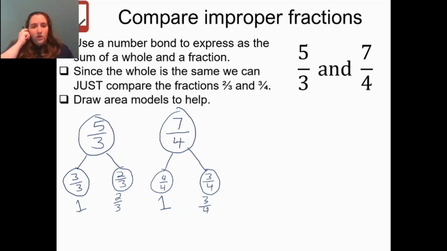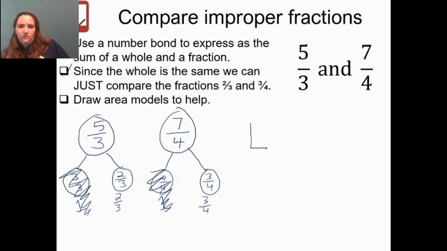Okay, so when we go to compare these, we know that 1 whole is equal to 1 whole. So we don't even really need to look at this, because these are the same thing, right? So we can just go ahead and compare the fractions 2 thirds and 3 fourths, right? So let's go ahead and do that, and we're going to draw some area models to help.